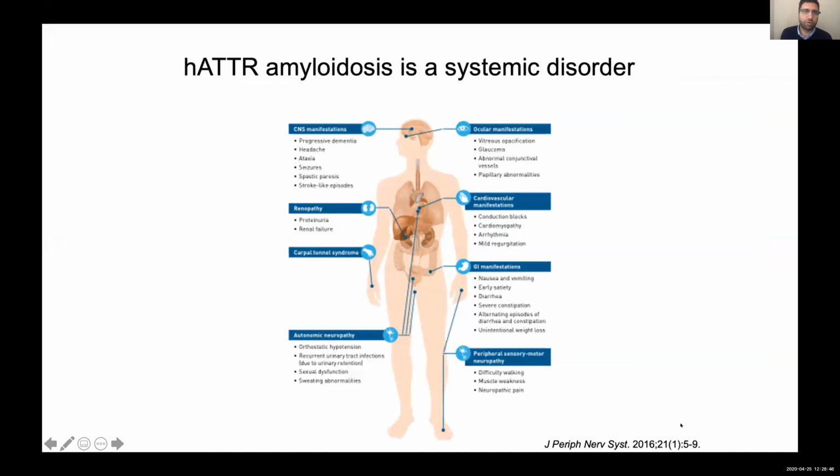You saw this picture before. ATTR amyloidosis is a systemic disorder. The amyloid protein can deposit anywhere in the body, but most of the patients present either with neuropathy, cardiomyopathy, GI dysfunction, or dysautonomia. But as the disease progresses, they can start having brain involvement, hearing involvement. There are certain mutations where it's really mainly the central nervous system that is involved. People present with dizziness or imbalance and hearing loss, for example.